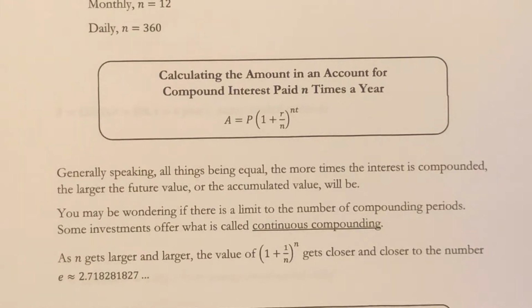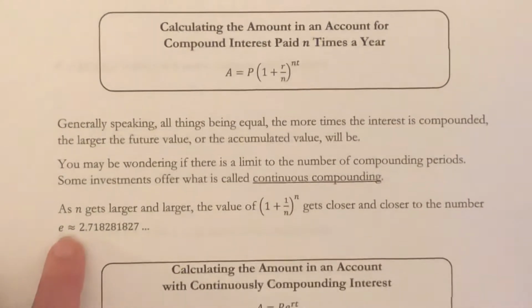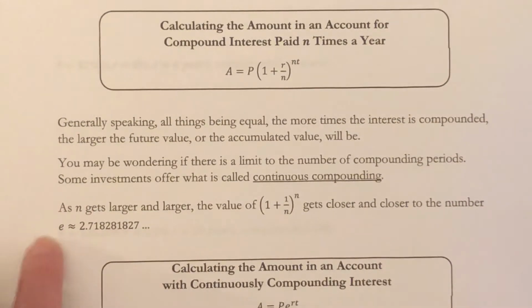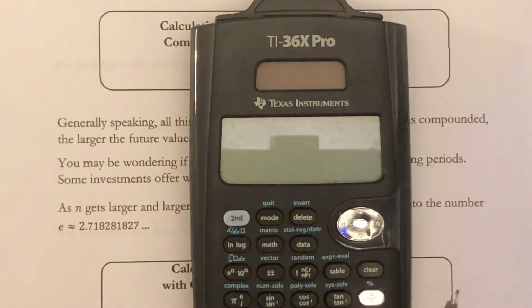Well, there is a limit, and it turns out that the larger values you plug into N, the larger and larger they get, the closer this gets to this number, which is E. It is 2.71828, so on and so forth. This is a number like pi. It never ends, it never repeats, and you'll be using your calculators to do these calculations.